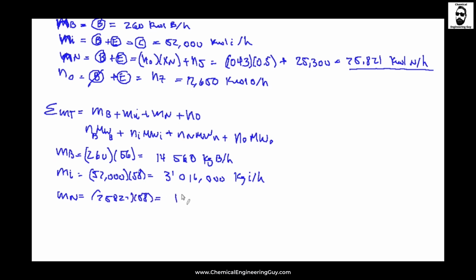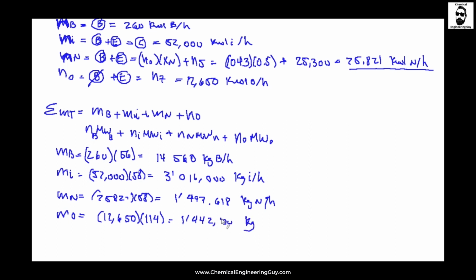This value is also 1 million. This is a lot. 49,761 kilograms of N per hour. And final octane. This is also going to be a huge number because it's a larger amount of molecular weight. 1,442 kilograms of octane per hour. So nice, we got everything.